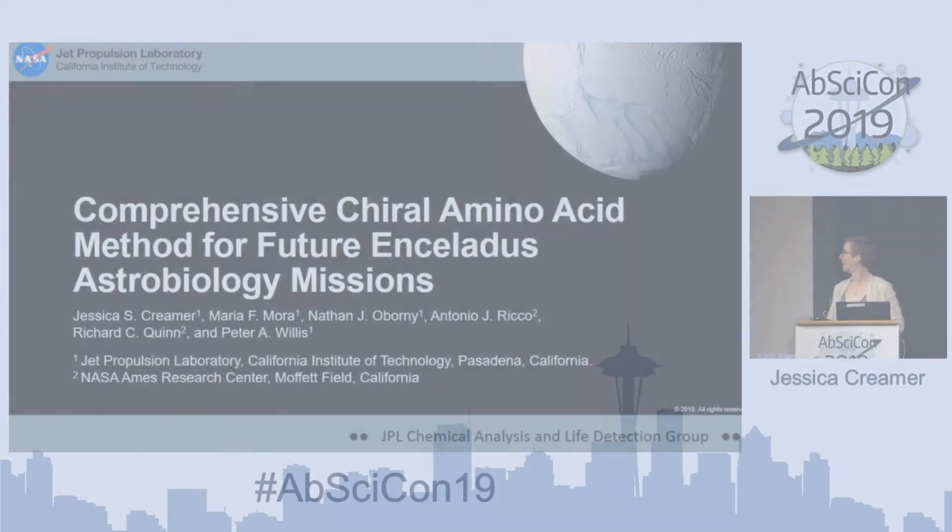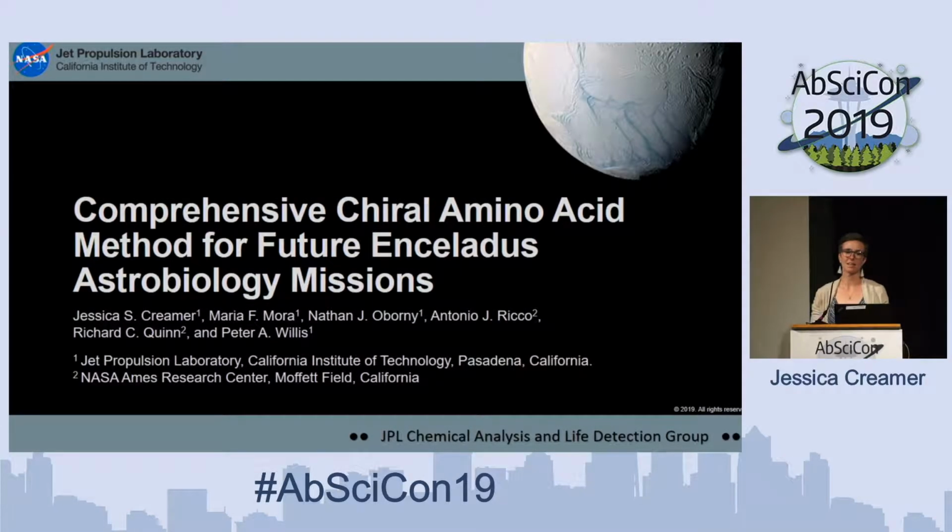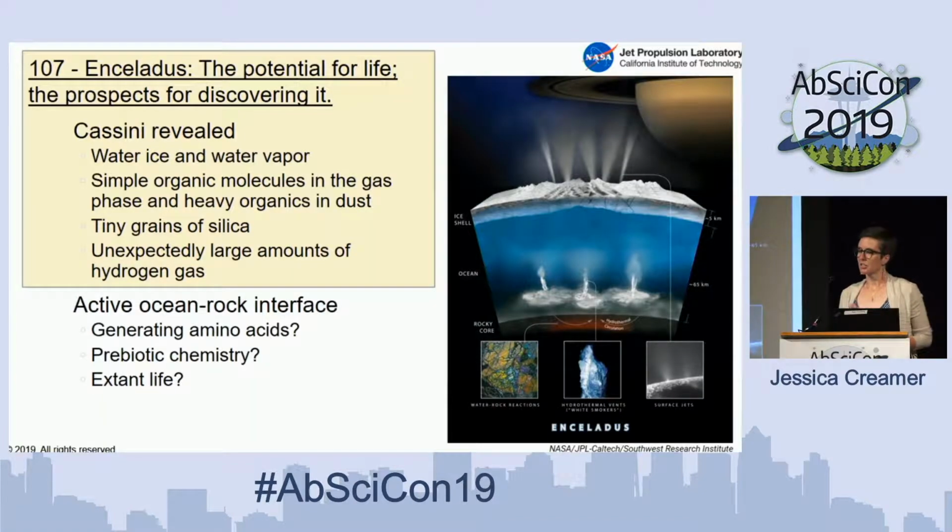I'm Jessica Kramer. I'm part of the Chemical Analysis and Life Detection group at JPL. Our group is interested in building instruments and methodologies to search for chemical signs of life on other planets. One particularly interesting target, and the reason we're all here in this room, is Enceladus.